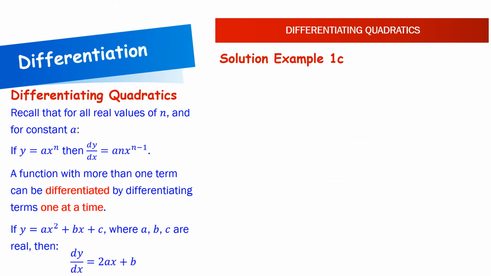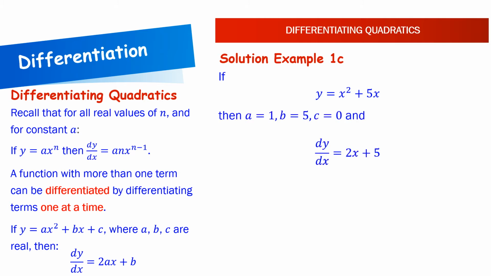And now for example 1c. We are required to differentiate y equals x squared plus 5x. This time we have that a equals 1, b equals 5 and c equals 0. And again, plugging in to the formula gives us dy/dx equals 2x plus 5. So from here we obtained the values of a, b and c. And here we plugged into our formula for dy/dx.